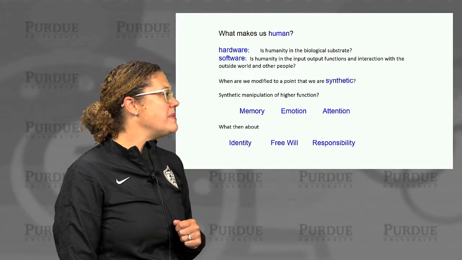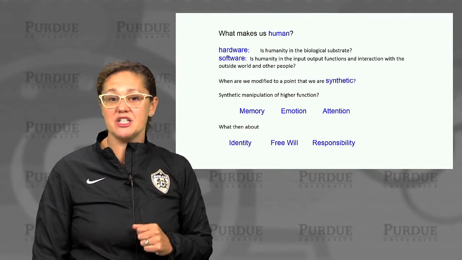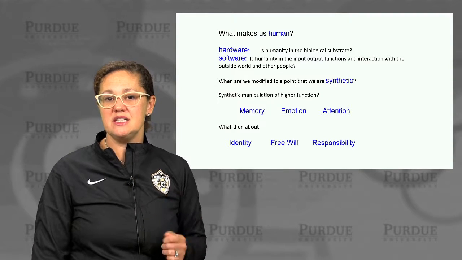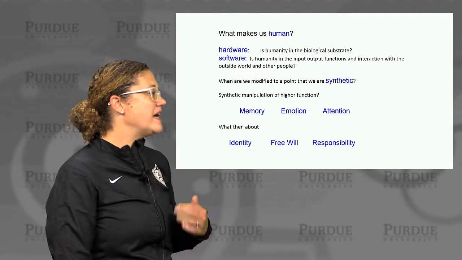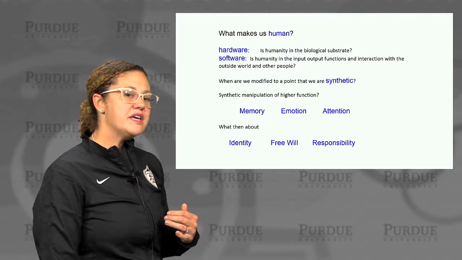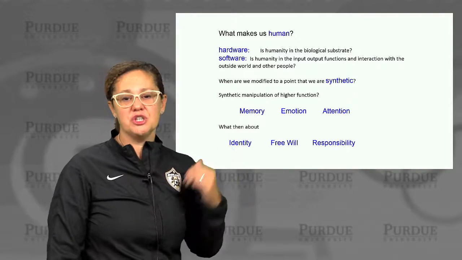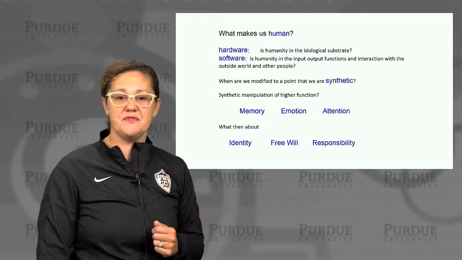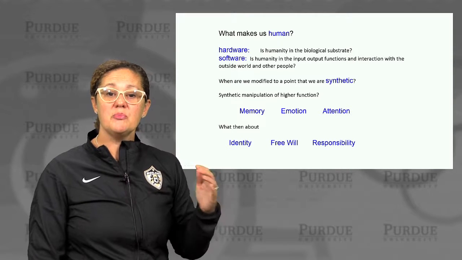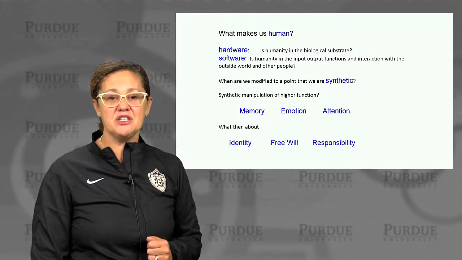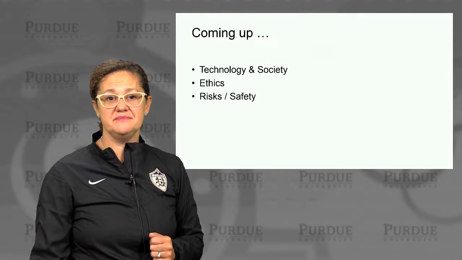And what about synthetic manipulation of higher function? What about neural implants that modulate memory, emotion, and intention? What about identity, free will, and responsibility? So as we think about the future of biohybrid devices, the simple sorts of things that we've talked about are potential precursors to some of the things that we imagine and consider in science fiction.